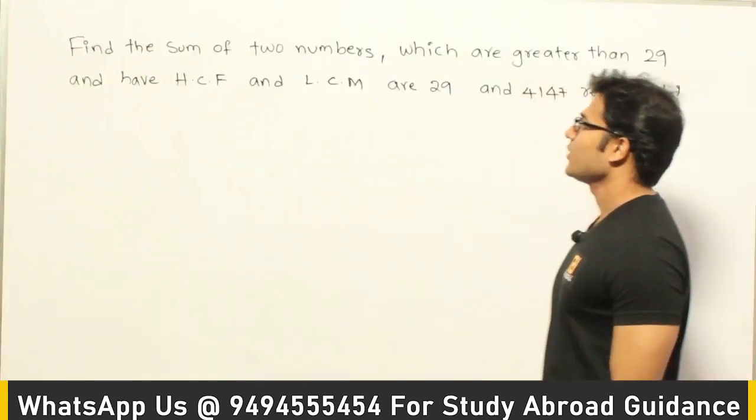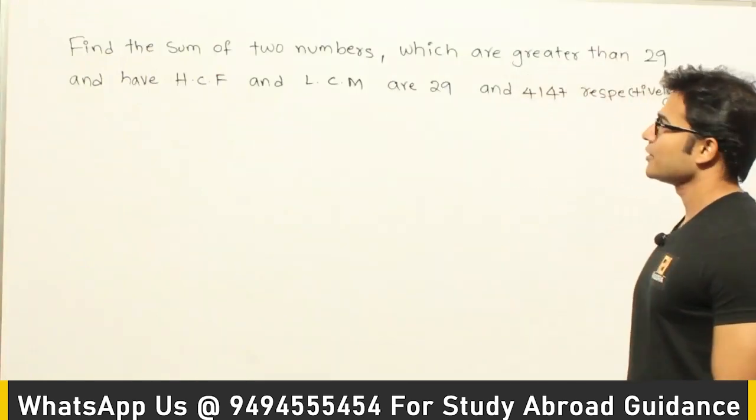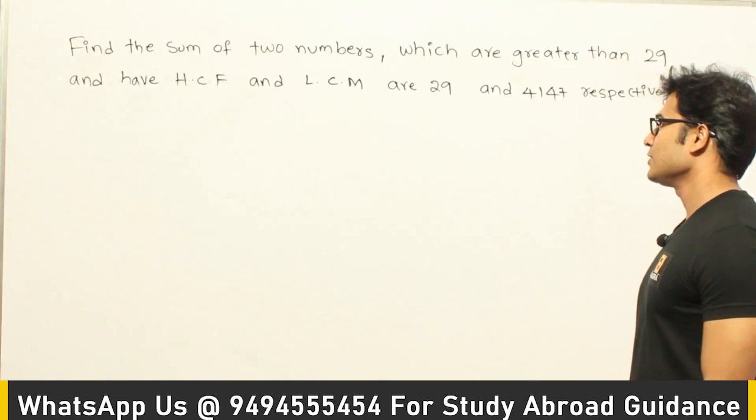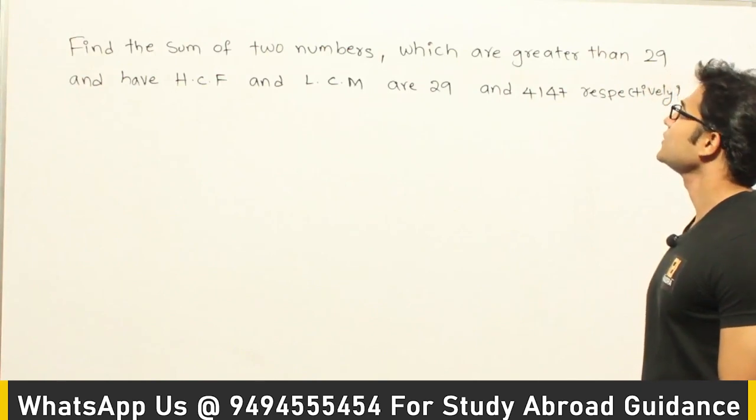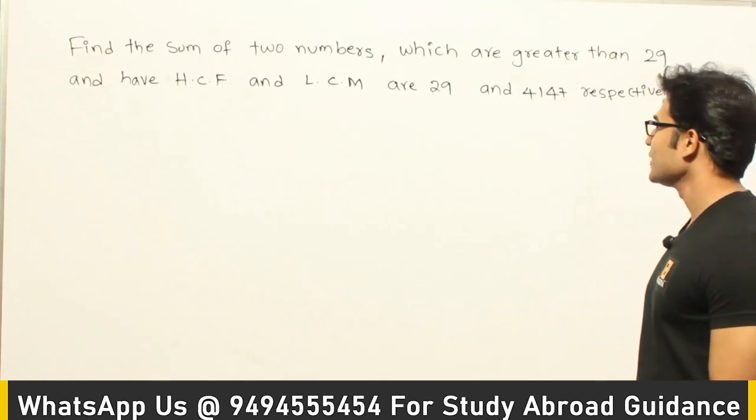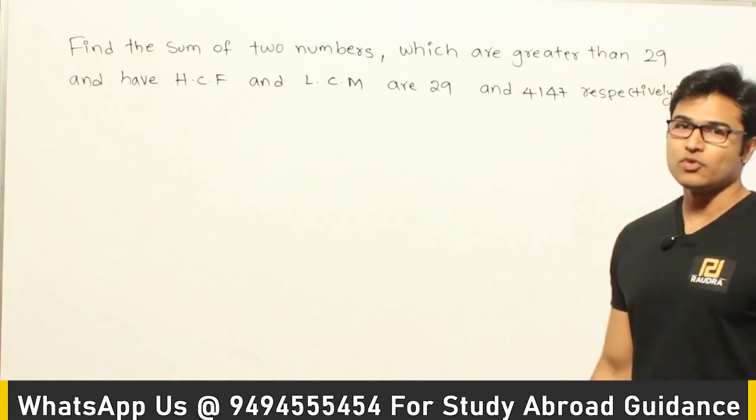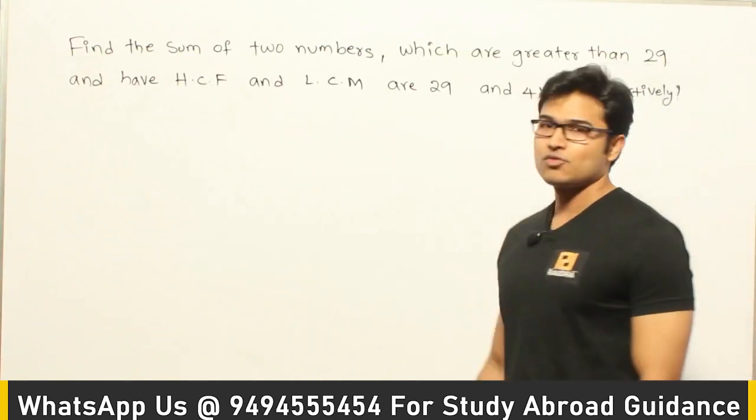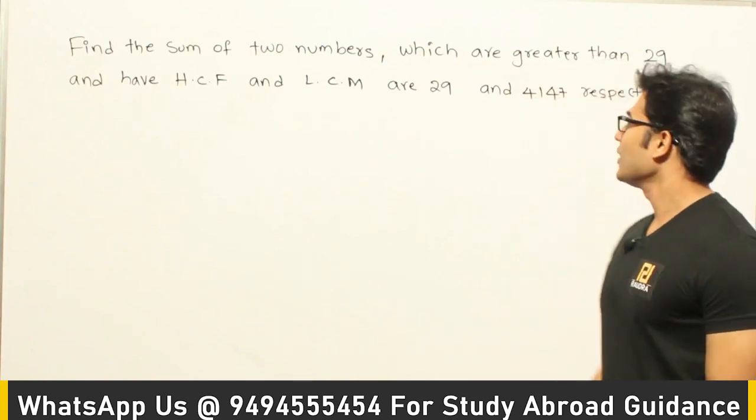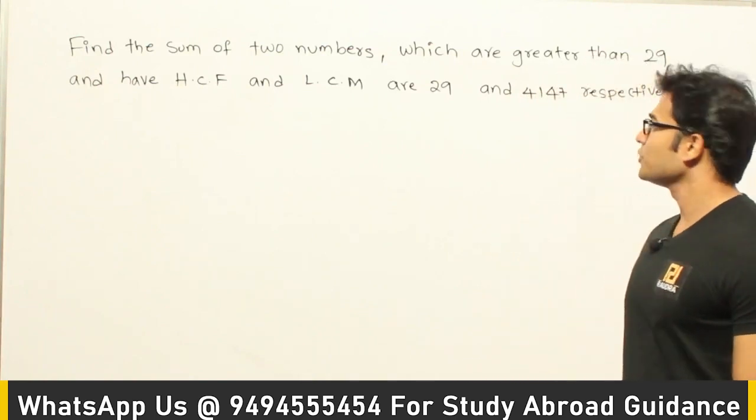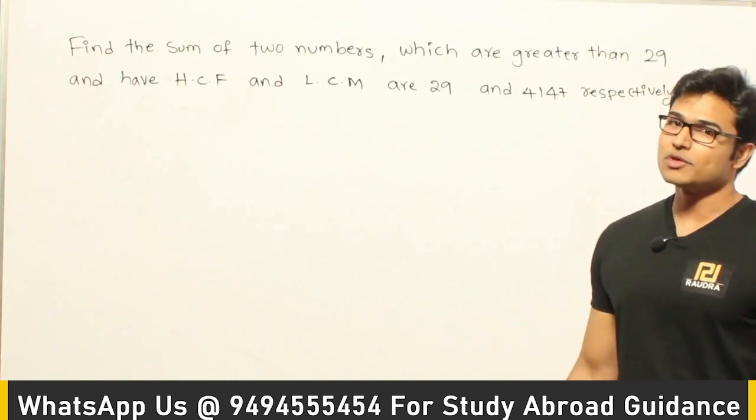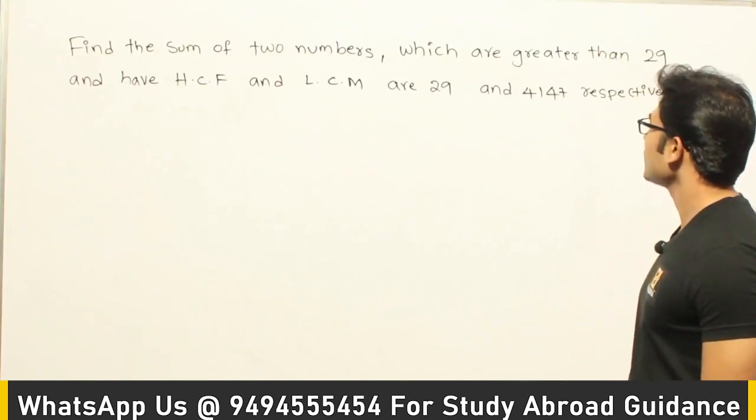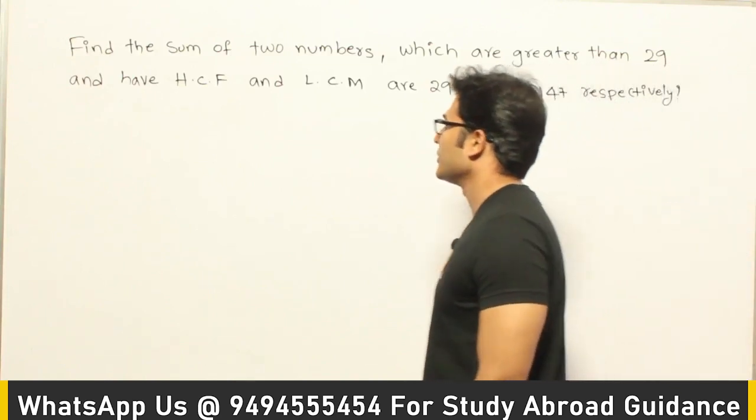Let's solve this question. Find the sum of two numbers which are greater than 29 and have HCF and LCM as 29 and 4147 respectively. So they are saying that the highest common factor of two numbers is 29 and the least common multiple of the two numbers is 4147. Then they are asking us what is the sum of those two numbers.